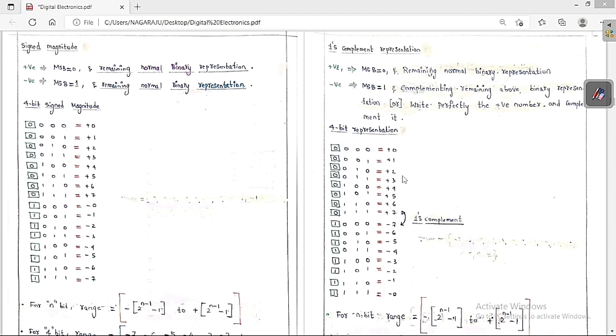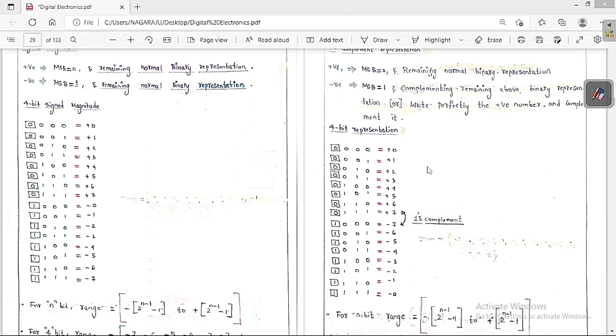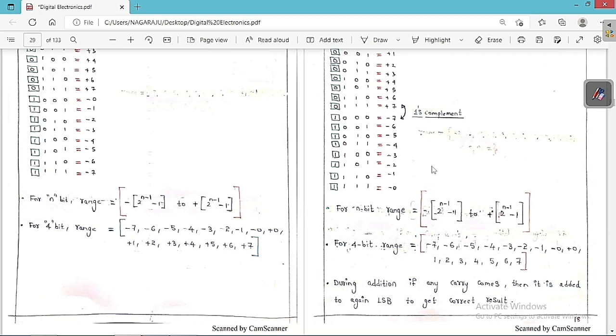And here also 0 has 2 representations. You can see clearly minus 0 and plus 0. I told you for the 4-bit range we are going to get minus 7, minus 6, minus 5, minus 4, minus 3, minus 2, minus 1, minus 0, plus 0, plus 1, plus 2, plus 3, plus 4, plus 5, plus 6 and plus 7. So these are the range of 4 bits. With the help of 4 bits and using this ones complement representation, we have the range from minus 7 to plus 7 and 0 has 2 representations.